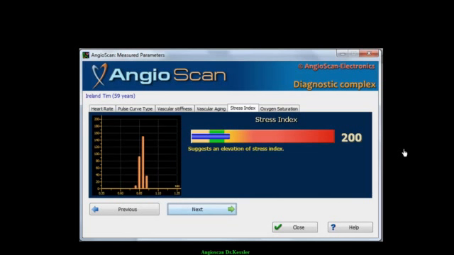We also get to measure the stress index, and this person, I can tell you, is under a lot of stress. It should normally be about 150 at the highest on the stress index. He's 200. So you can talk to them about what's going on in their life and what kind of things are stressing them. This is similar to what we see in heart rate variability.